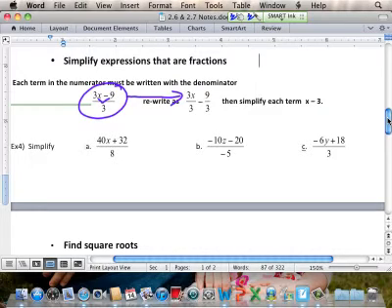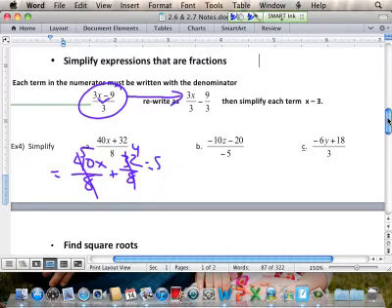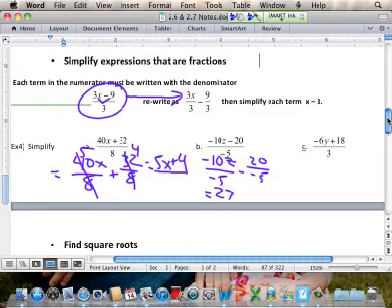So in part A, when I break this up, I get 40x over 8 plus 32 over 8. And when I simplify that, 40 over 8 is 5, and 32 over 8 is 4, so I have 5x plus 4. Again, break them up first. Negative 10z over negative 5 minus 20 over negative 5. So I get 2z, because negative 10 over negative 5 is 2z, minus negative 4, which is just plus 4. 2z plus 4.